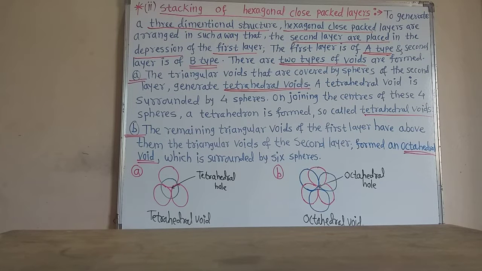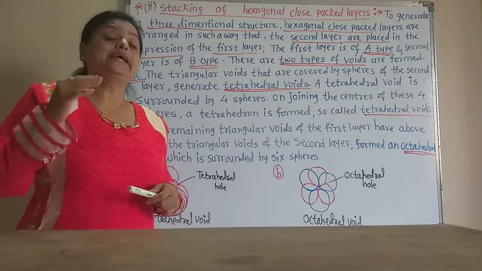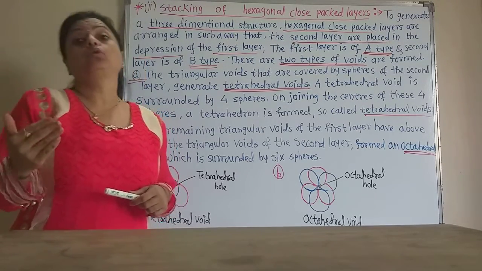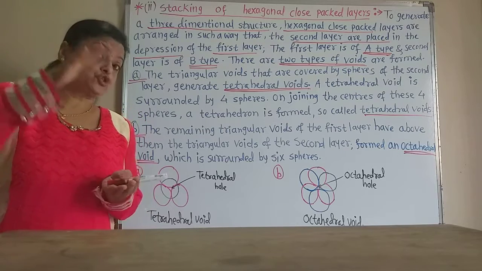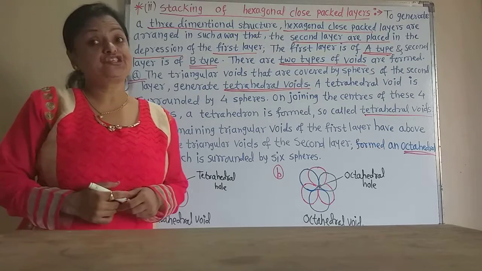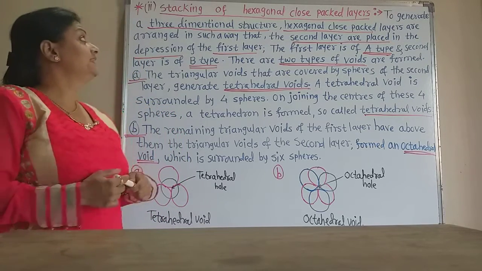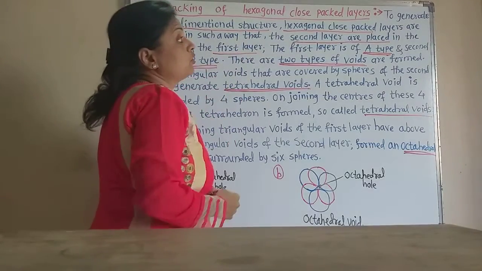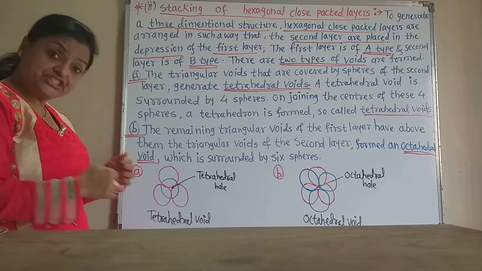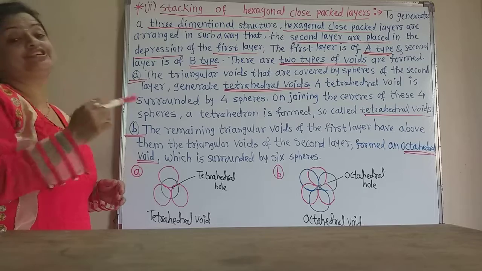Pay attention, students, on the blackboard again. Now we have to stack the hexagonal close packed layer, that is, the two-dimensional hexagonal close packed layers. When stacked one above another, there is the formation of the three-dimensional structure. Now to generate this three-dimensional structure, hexagonal close packed layers are arranged or stacked in such a way that the second layer is placed in the depression of the first layer.